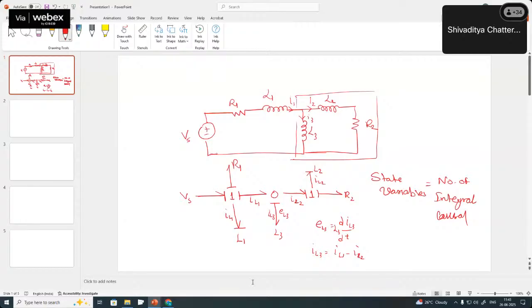So this is one algebraic equation, and the rest are, if you want to write, differential and integral equations. The rest are integral equations. So which are those integral equations then?